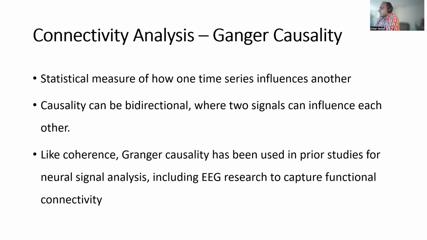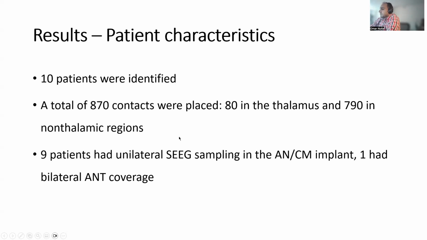The Granger causality is another measure of connectivity analysis. It's just a statistical measure of how one time series influences another, and it can be bidirectional, where 2 signals can influence each other. It has also been used in prior studies for neural signal analysis, including EEG research, to capture functional connectivity between different brain regions. So let's go to the results.